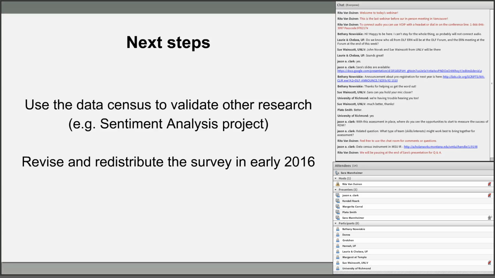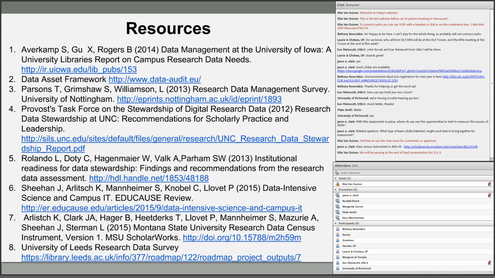And then we plan to revise the survey and redistribute it early next year. So we'll have an opportunity to take some of the lessons learned and apply them to a new version of the survey. So that's it. I'm happy to answer questions or have some discussion.